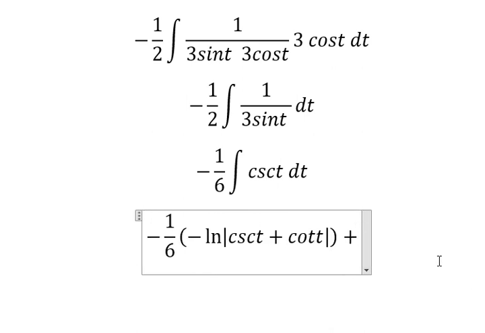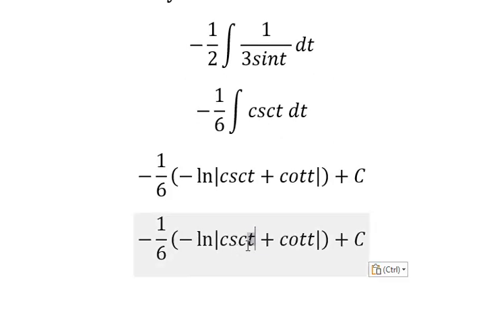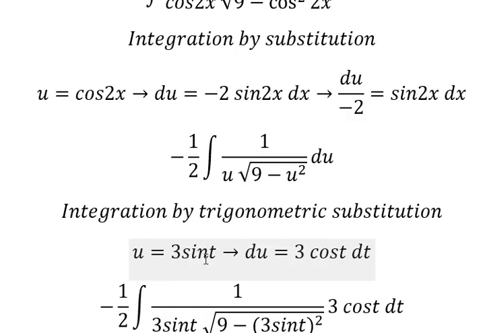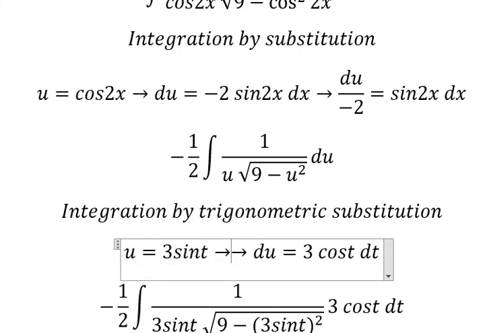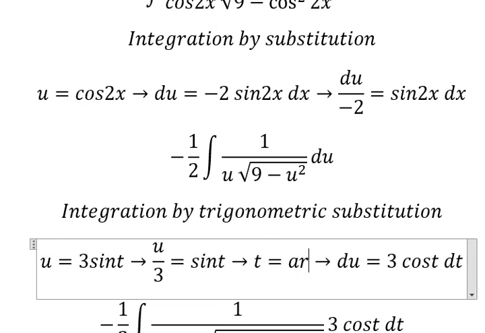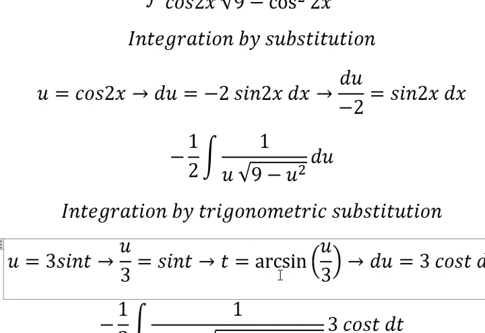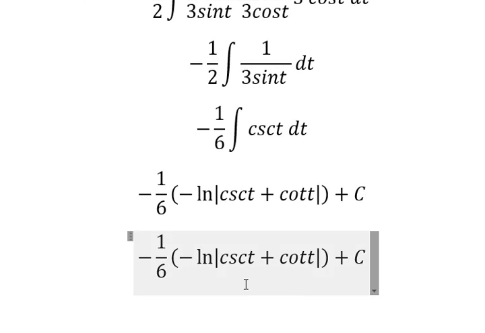And I will put plus c. About t, that is about this one. So we divide both sides by number 3. And then we find t equals arc sine of u over 3. So I will put this one to change for t.